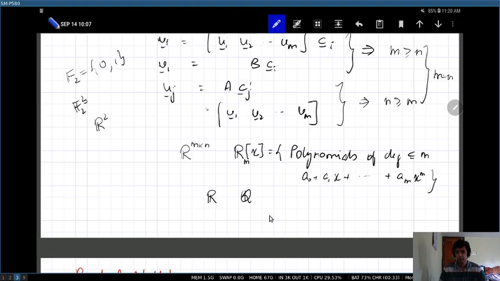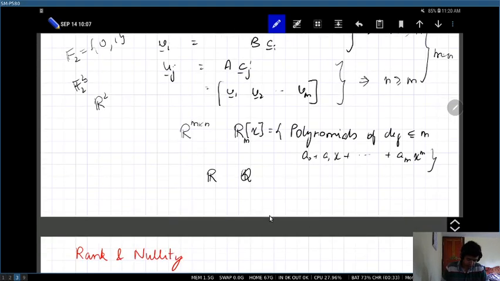Right. So R as a vector space over Q has infinite dimensions. And why do I say that? Clearly, initially you may think that the dimension is equal to 1, but that is not the case.